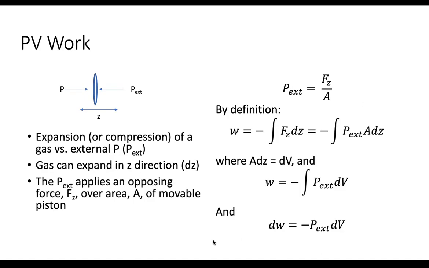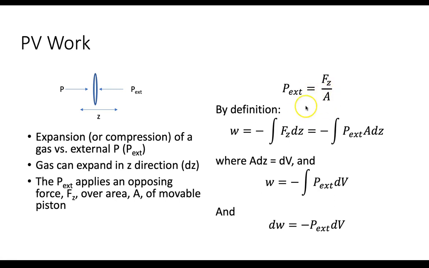All right, so we're defining PV work. What we mean is we've got expansion or compression, and I've shown here this is kind of a piston. We have an external pressure. That's the force we're pushing against, okay? And the gas can expand or contract in the z direction, so it can go dz, plus or minus, either way. And so the external pressure, since it's force per unit area, we defined it in one of the first videos that we talked about.